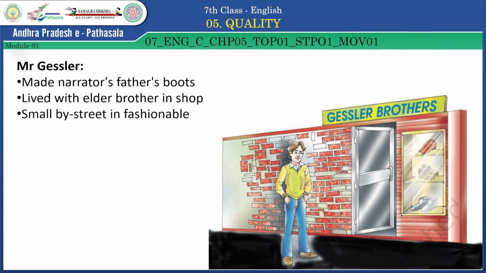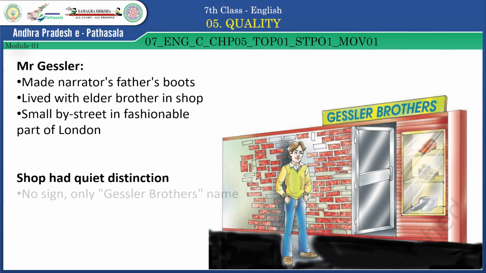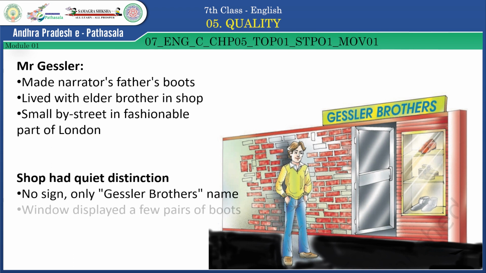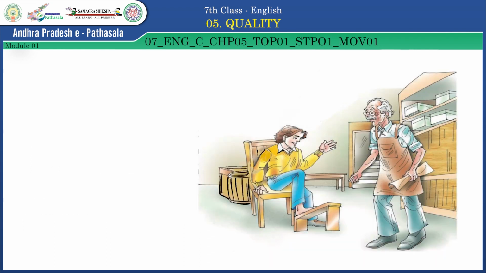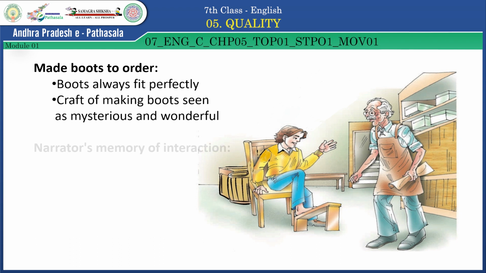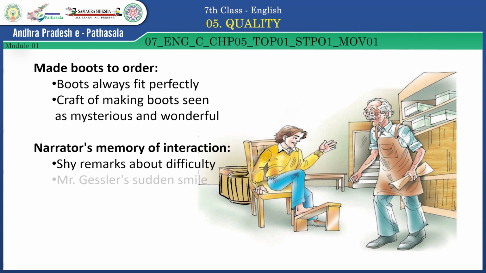The shop had a distinct atmosphere with only the name Jessler Brothers displayed and a few pairs of boots in the window. Mr. Jessler had a unique approach to his craft. He only made boots when they were specially ordered, and every pair he created fit perfectly. The narrator, even in their youth, found the process of making such boots to be mysterious and wonderful.